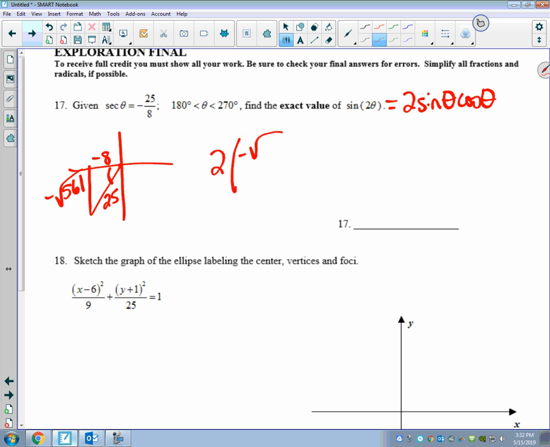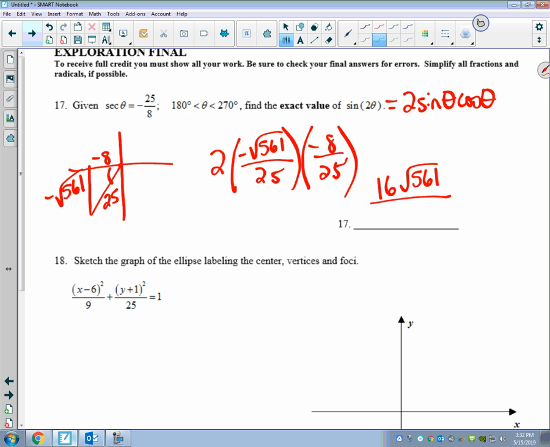So the sine would be negative square root of 561 over 25, and cosine is negative 8 over 25. The negatives cancel out, and I just multiply the top. 8 times 2 is 16, square root 561, and 25 times 25 is 625. Not a pretty answer.